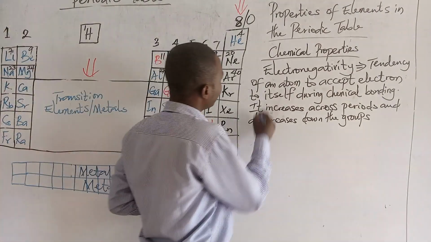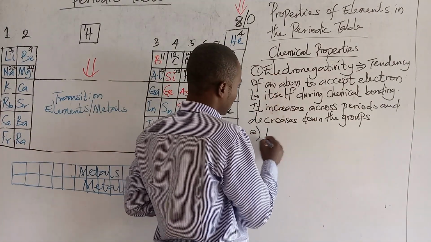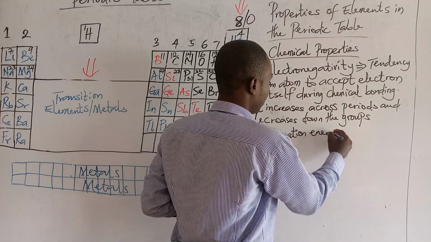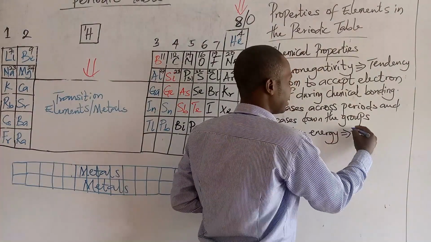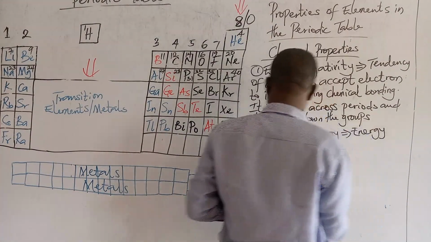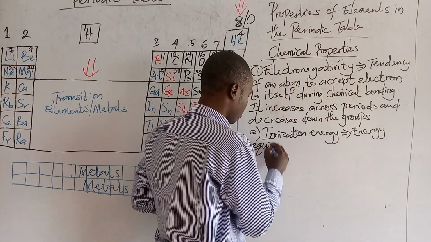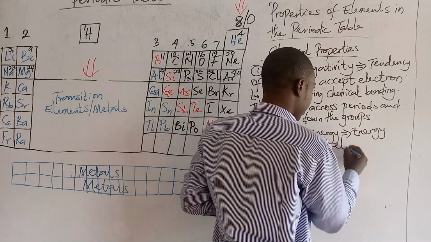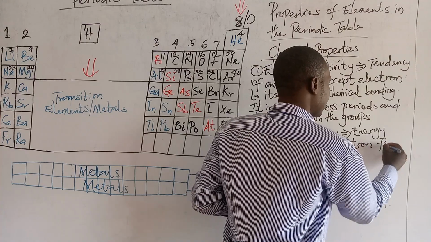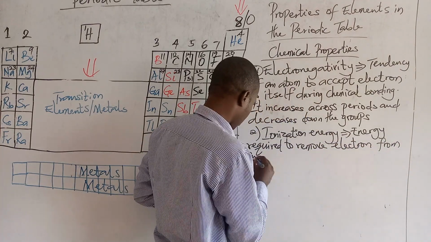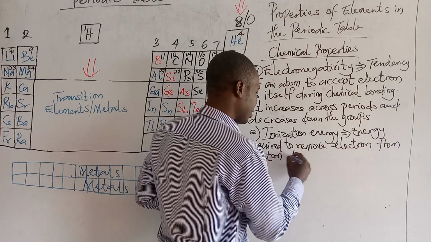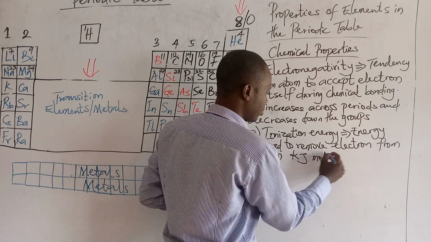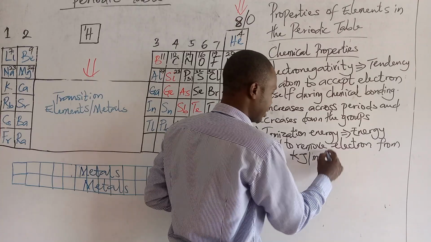Now, let's talk about number 2. This is called ionization energy. This is the energy required to remove electron from an atom. It is measured in kilojoule per mole. So let's leave it like this.